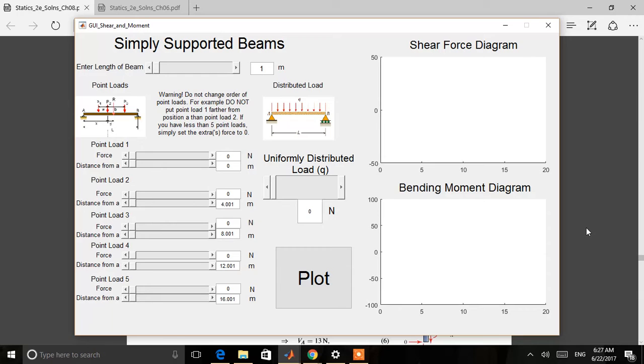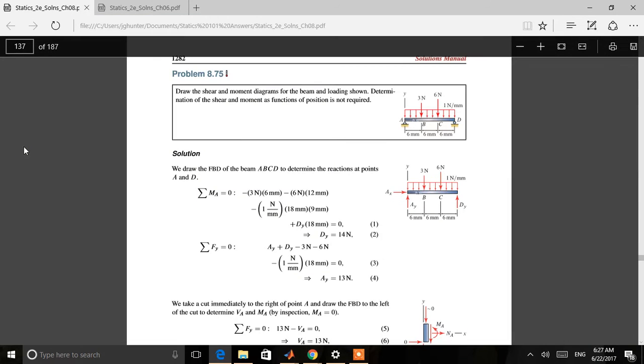under different conditions. So anyways, here I have a picture of some point loads, a picture of a distributed load, a spot where I can change the length of the beam. I also can analyze simply supported beams for up to 5 point loads, and also under a uniformly distributed load if we so choose.